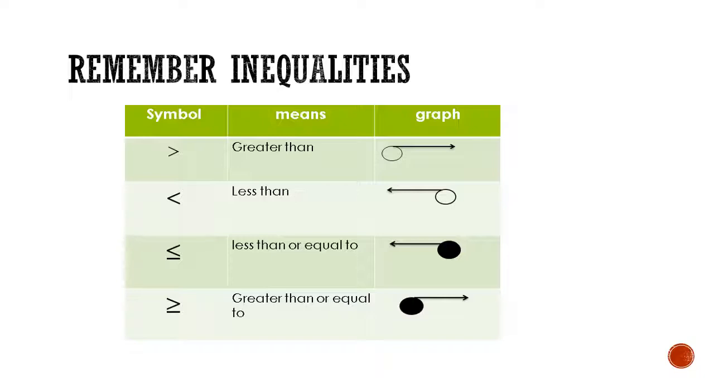When we graph these inequalities, if we have equal to, we always fill the circle on the number line to represent the equal sign. When we don't have equal to attached to the inequality, that means we leave the circle open on the number line. Let's take a look at some examples.